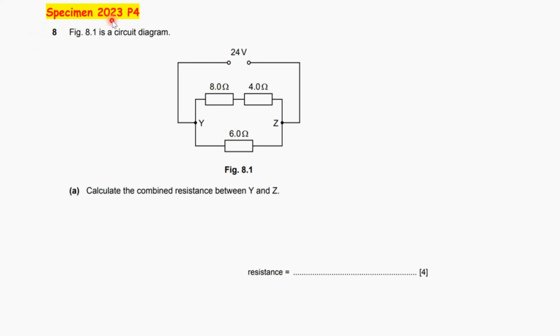Today we have Specimen 2023 Paper 4 Question 8. Figure 8.1 is a circuit diagram. For part A, to calculate the combined resistance between Y and Z, look here, which is 8 and 4 ohm, they are connected in series. And they are connected, as a combined resistance, with the 6 ohm in parallel.